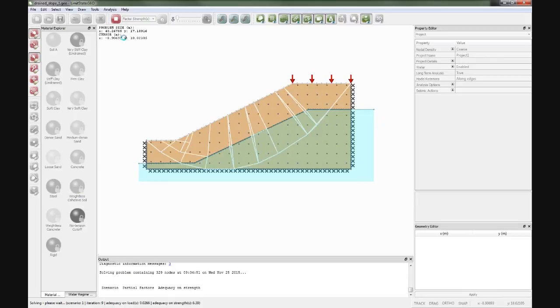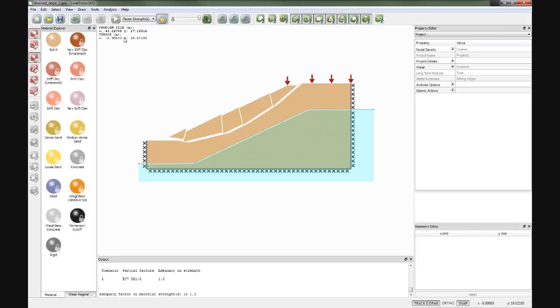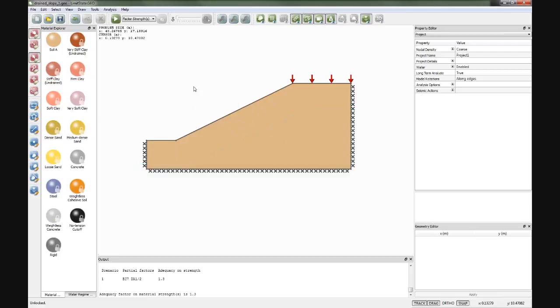Software is just iterating to get to a factor on strength solution. It's actually factor load mode is quicker, but the factor on strength you actually have to iterate to get there, so it takes a little longer. But you can see that software is finding a mechanism that's above the water table, and we're back to our original 1.3 or 1.29. The reason it's changed slightly from 1.29 before is that by adding the water table, we've actually changed the distribution of the nodes in the problem, and that's caused this small change. Okay, I shall get rid of that water table.